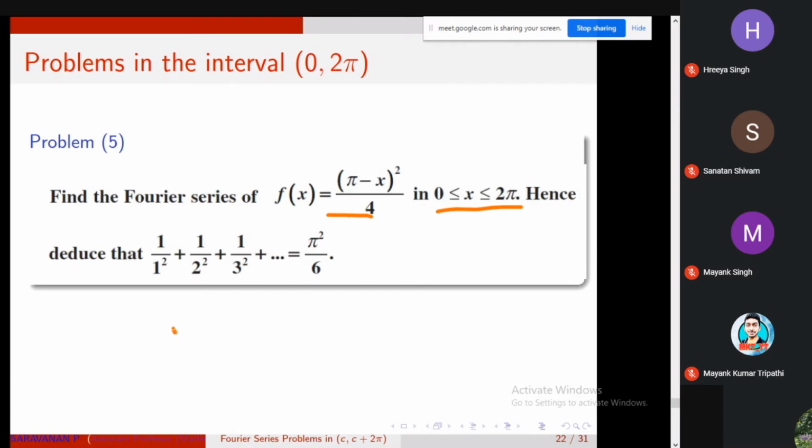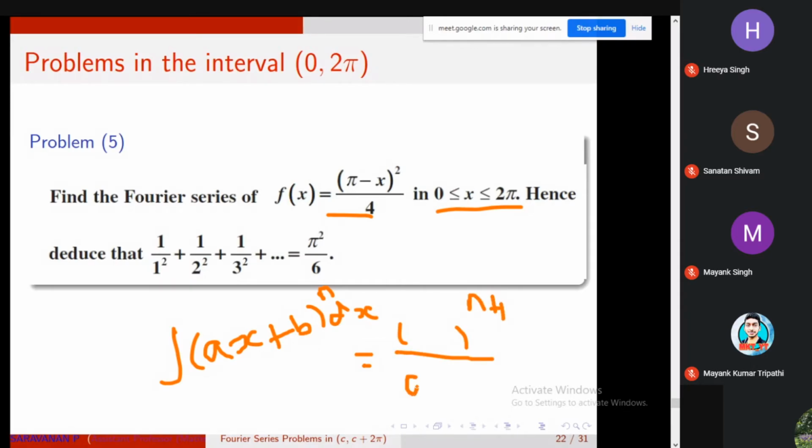So this is of the form integral of ax plus b whole power n. Do you know if I integrate this, what you will get? Yes, sir. I'll get ax plus b whole power n plus 1 divided by a times n plus 1. You remember this formula is valid only when we have a linear polynomial. Suppose x square is there, don't apply the formula. It is not valid. It is valid only for a linear polynomial.